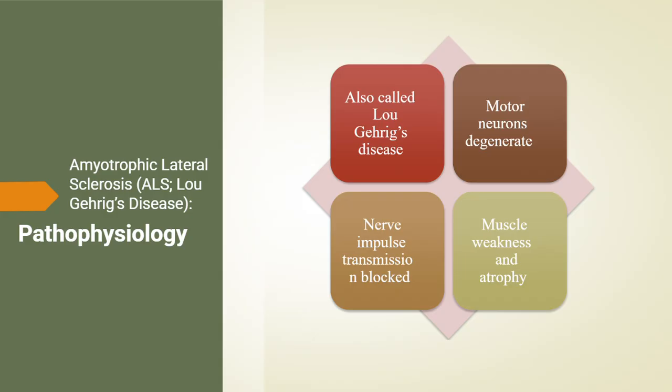Pathophysiology of amyotrophic lateral sclerosis, ALS. As mentioned, amyotrophic lateral sclerosis is a progressive and degenerative disorder that damages the motor neurons in both the brain and spinal cord. These motor neurons act like communication cables. They send signals from the nervous system to the voluntary muscles of the body.